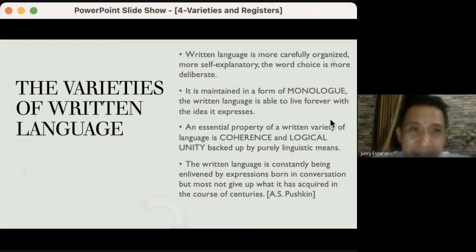So that's number one. Second, it is maintained in the form of a monologue. The written language is able to live forever with the idea it expresses. Have you seen someone who does a monologue? When you're doing a monologue, it's like you're talking to someone, right? Ikaw, are you looking at me? Why are you looking at me like that? So it's like talking to someone, but that someone is not responding to you.